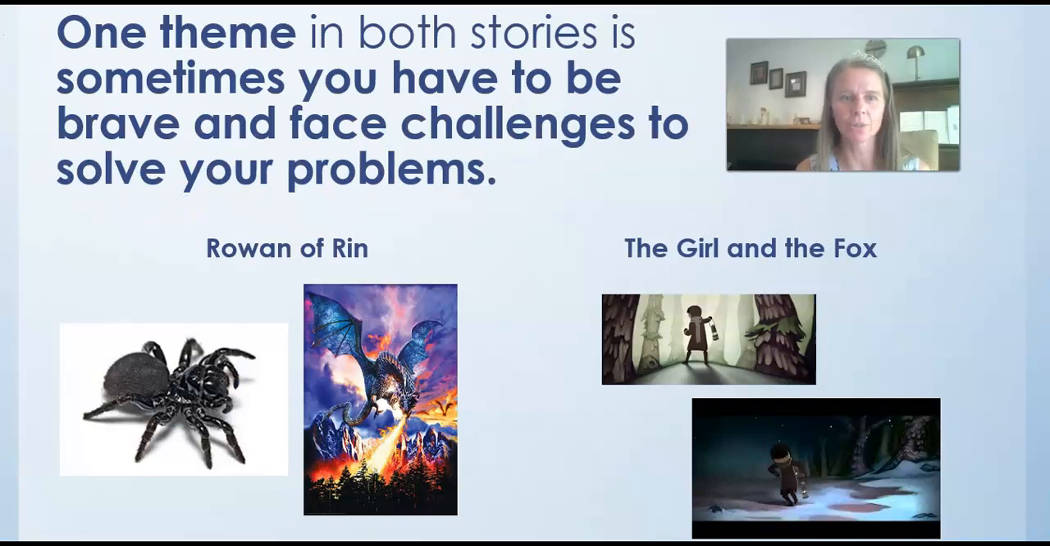One theme in both of these stories is sometimes you have to be brave and face challenges in order to solve your problems. For example, in Rowan of Rin, they had to face spiders and forests and tunnels and a dragon in order to bring the water back to Rin. And in The Girl and the Fox, she had to face the river and chasing the fox to find him and the snow cold night in order to bring safety to her family because the fox was killing the animals at her place. So one theme that both of these short stories showed was sometimes you have to be brave and face challenges to solve your problems.